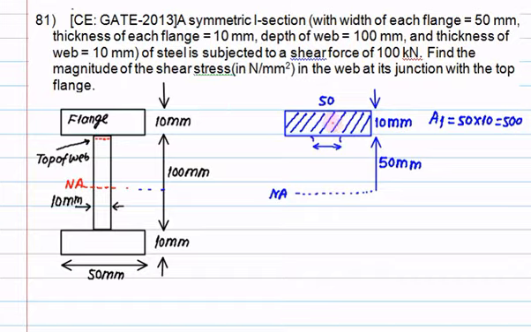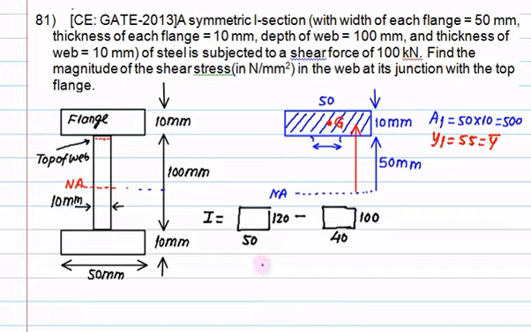Y bar will be somewhere here. So this is the centroid. So this total distance from this point will be 50 plus Y. So Y1, or Y bar we will say, is 55. What do you want? So to calculate the moment of inertia, we'll take the outside rectangle that is equal to 50 by 120 and this hollow portion. So this hollow portion will be 40 by 100.